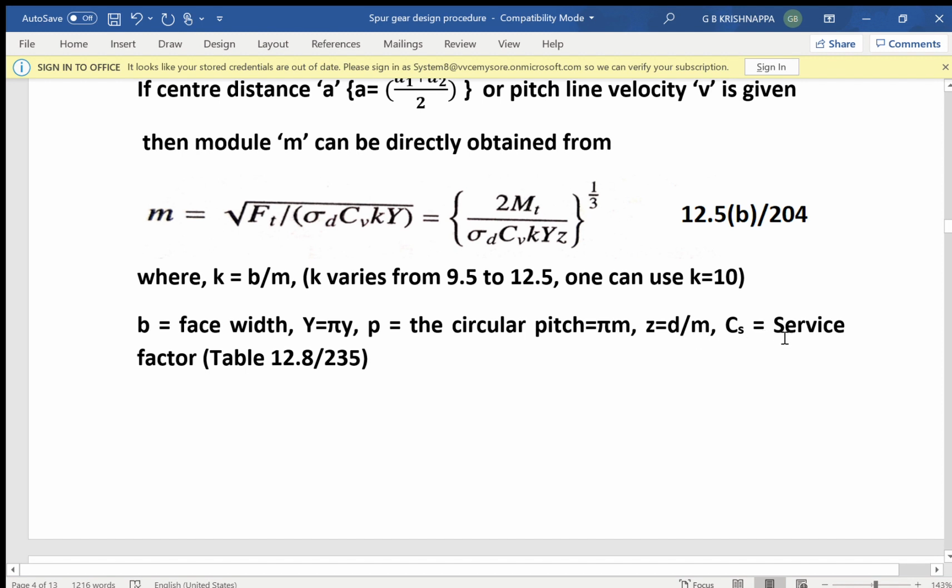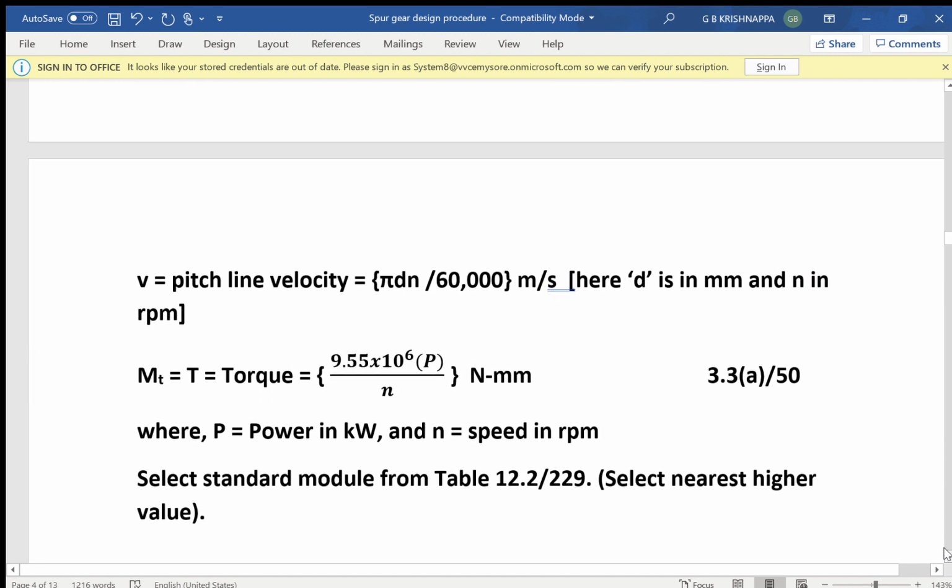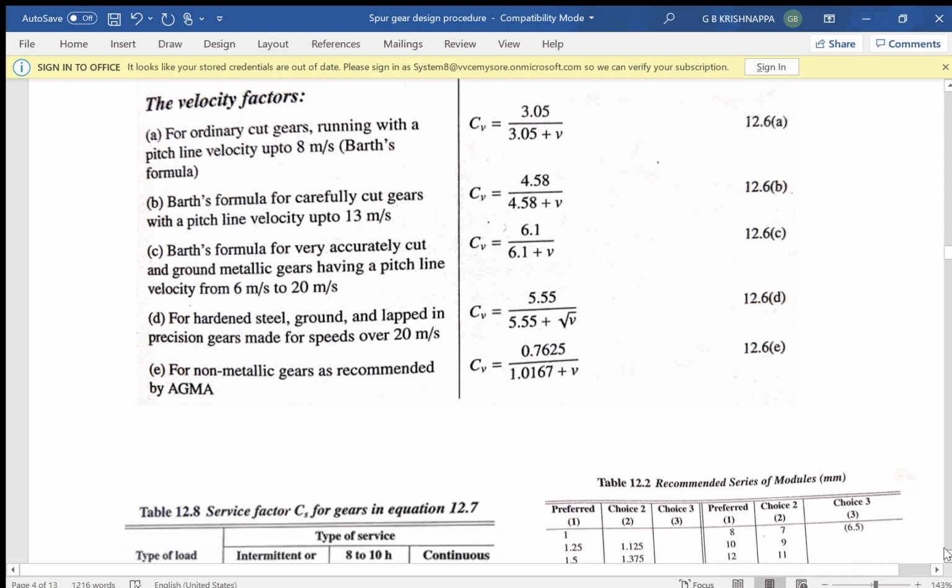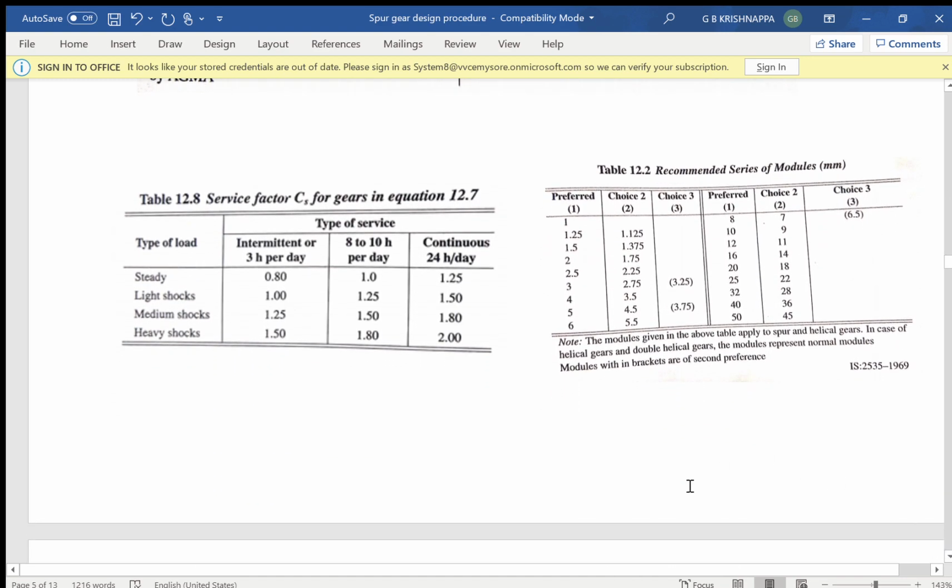Cs is the service factor, which can be obtained from table 12.8, page 235, based on the type of load and the type of service. For example, if the type of load is medium shock, and it is working for 8 to 10 hours per day, Cs is 1.50. So like that we need to consider.